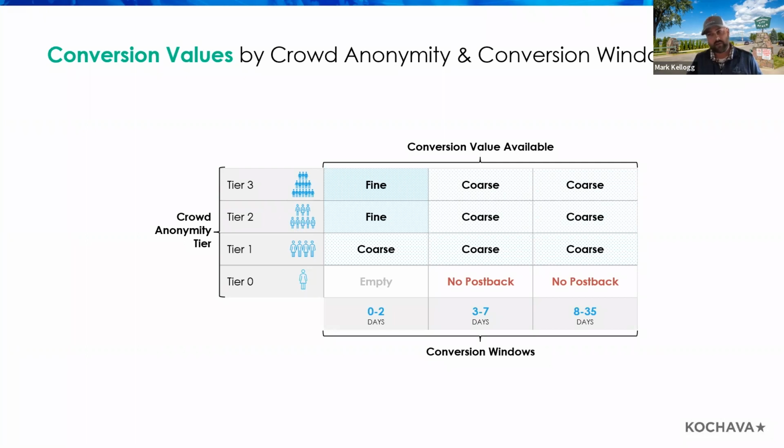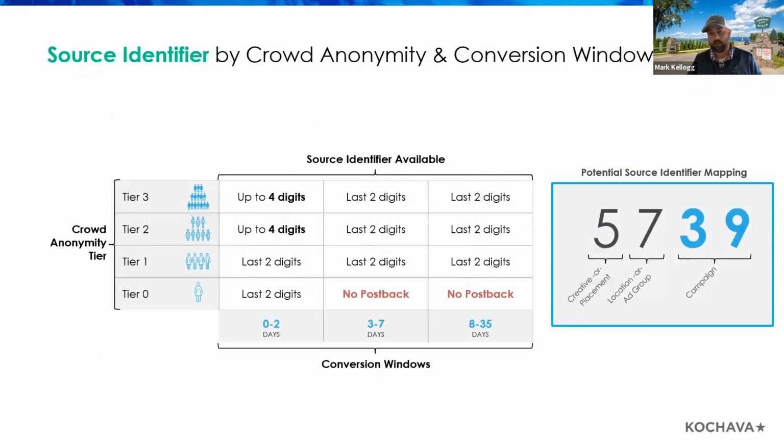And then the last value that is impacted by the new crowd anonymity logic is the source identifier. And again, we see here that tier 2 and 3 match. Apple may change this, they may release an update to this, but at the moment they still match. So again, no initial changes from where Apple rolled out SKAd4 in the announcement at WWDC, meaning that only the first 4 digits will be available when crowd anonymity is high in the first postback. Otherwise, it's 2 digits available when it's medium or high as it relates to crowd anonymity.